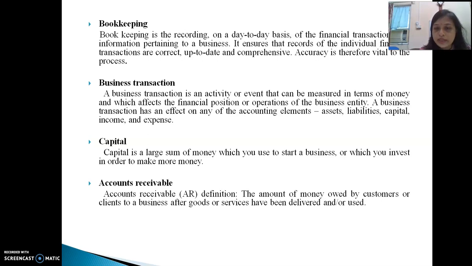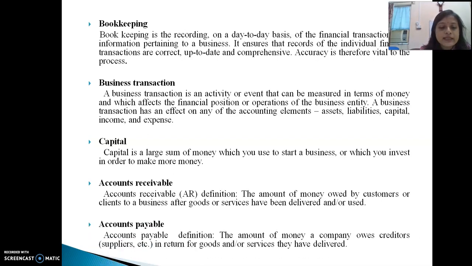Next is account receivable. The amount of money owed by a customer or client to a business after goods or services have been delivered or used. So, the amount which we will be getting from the customer in future is called the amount receivable. That means the amount we have not received yet, but we will be receiving it in future. That is called amount receivable.